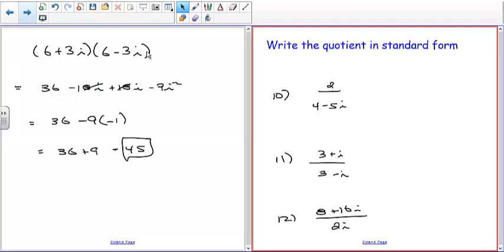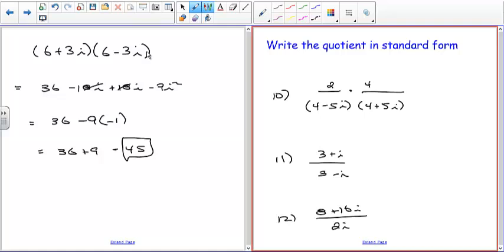Okay, next one is complex numbers that are in quotient form. So what you want to do is rewrite it without a complex part in the denominator. In all cases, you're going to take the original number, put parentheses around the denominator, then take the complex conjugate of that number and multiply both the numerator and the denominator by its complex conjugate.